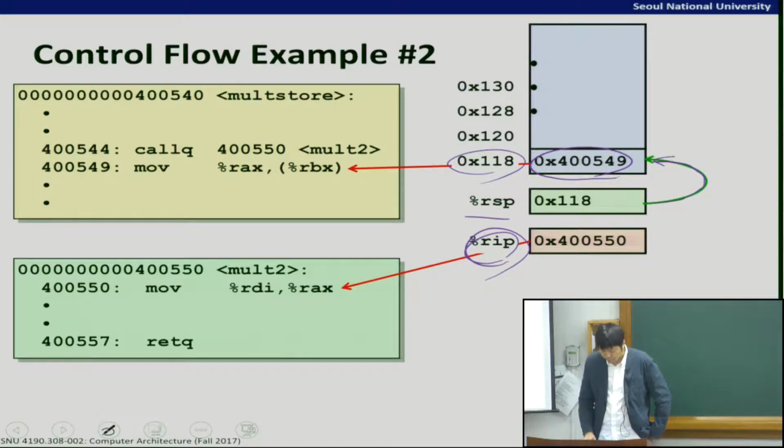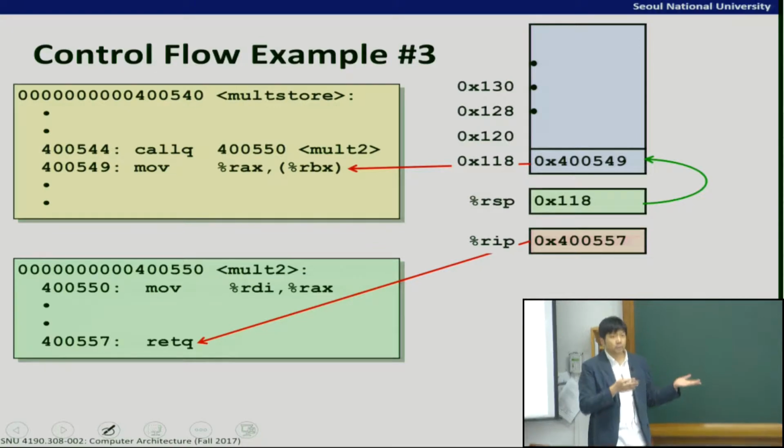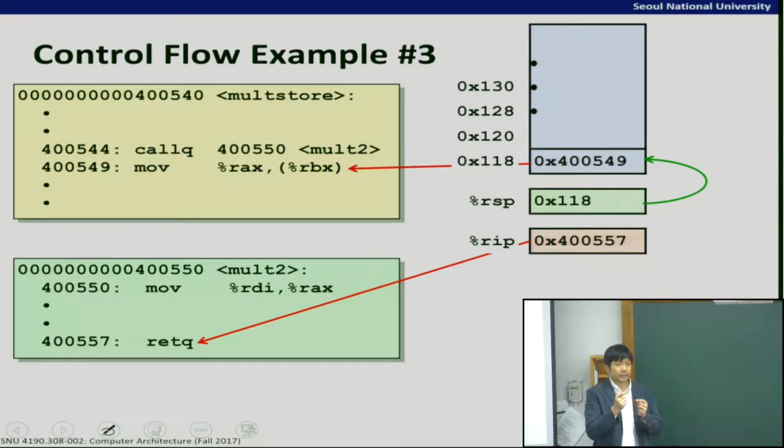So once you move to the mult2 function, you start executing the instructions in mult2. And then eventually you hit the return instruction, right? And what's going to happen? Return is the opposite. You first pop the return address from the stack and jump to that address.